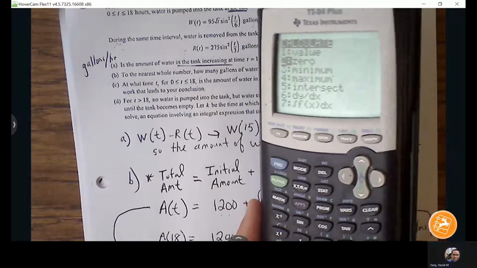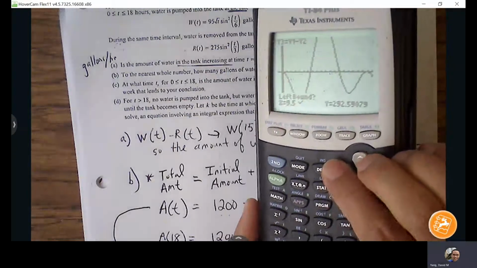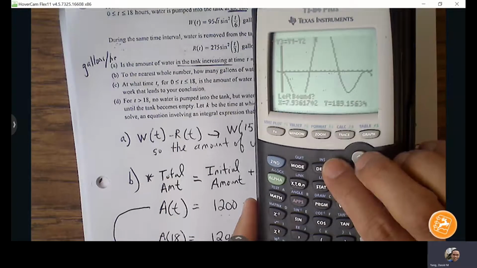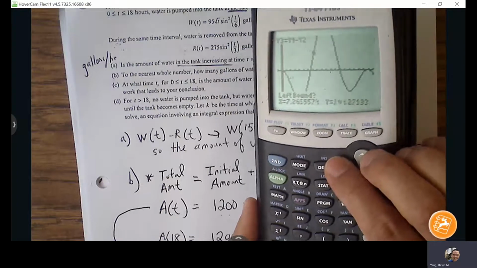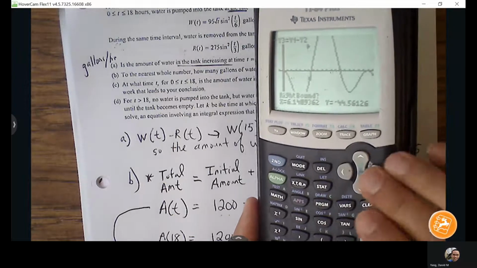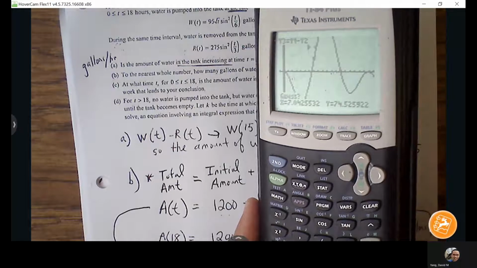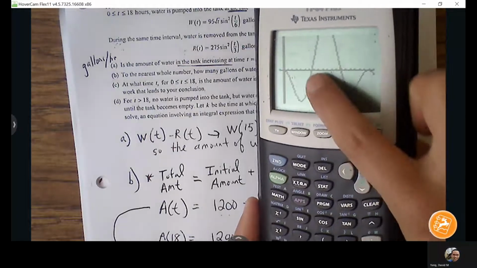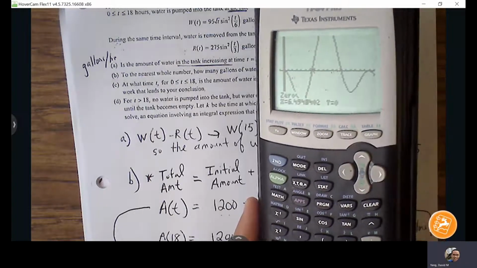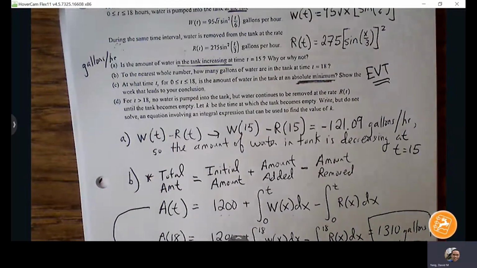So I'm going to highlight 0 and hit enter. And I'm going to scroll my cursor to a point to the left of the x-intercept. I'll hit enter. I'll scroll to the point on the other side of the x-intercept, hit enter. Hit enter a third time. And that'll give me one x-intercept. So 6.495. We'll round to 3 decimal places.